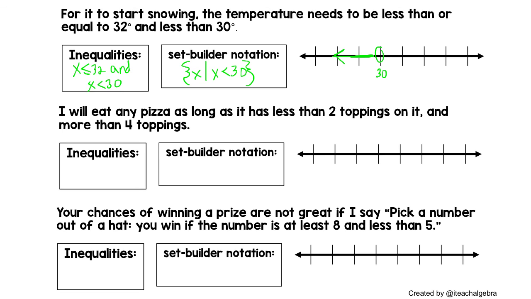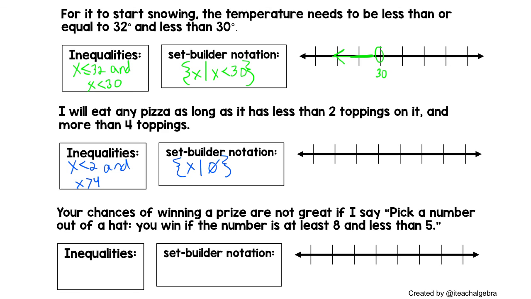2 more. I will eat any toppings on my pizza as long as it has less than 2 toppings on it. So X is less than 2 and more than 4. X is greater than 4. There is absolutely no number nowhere that is both less than 2 and greater than 4. So, oh, it's bad every time. So our set builder notation is no solution.